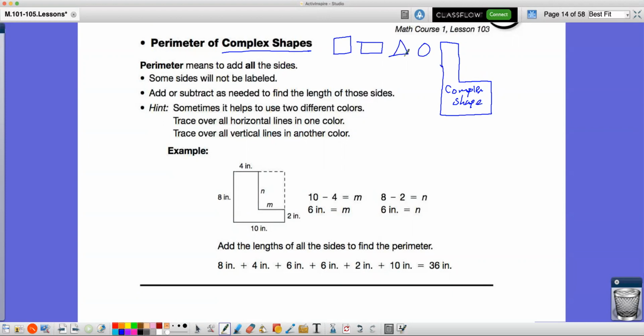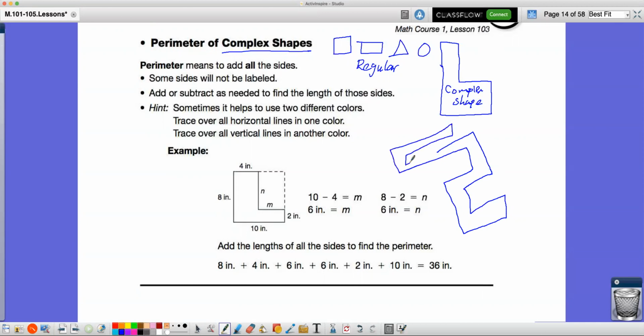These are considered regular shapes. So regular shapes are different in that they have consistent sides and consistent angles. This one has inconsistencies. You could have another complex shape that might be something like this. That's a complex shape.